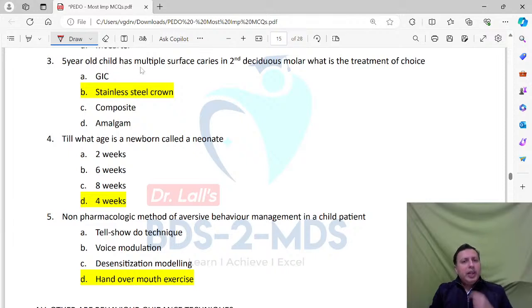A 5-year-old child has multiple surface caries in the second deciduous molar. What is the treatment of the child? Now, multiple surface caries means mesial, distal, occlusal surfaces are involved, and we know that it's very difficult to put the restoration. There are chances that the restoration may break. So, in that case, you can place a stainless steel crown.